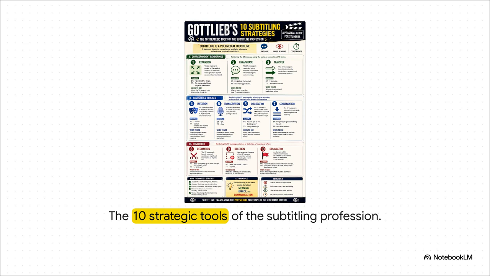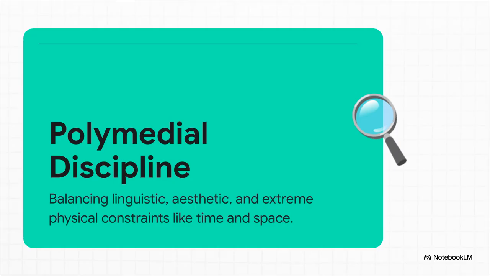But why do we even need so many tools in the first place? Because subtitling is what we call a polymedial discipline. It isn't just sitting down and translating language. It is a constant ticking clock battle against screen time, visual space, and human reading speed. I mean, you can only read so fast, right? And the screen can only hold so many letters before it literally covers up the actor's face.